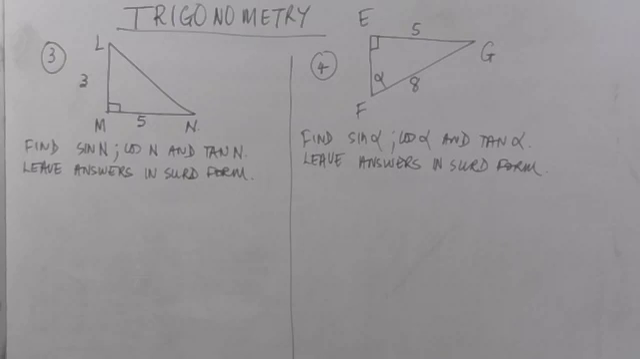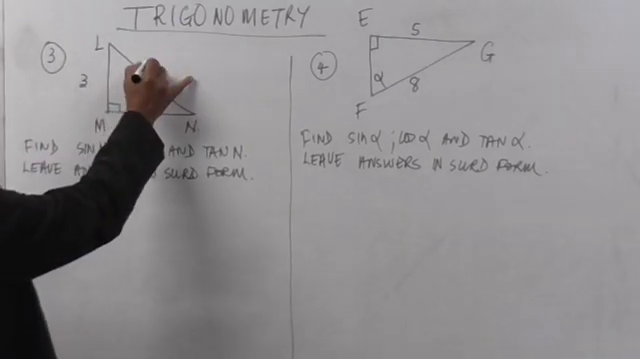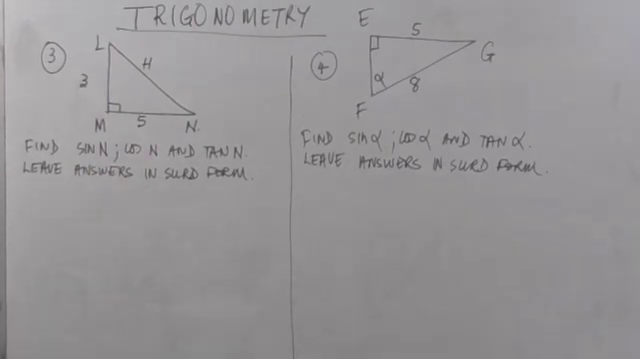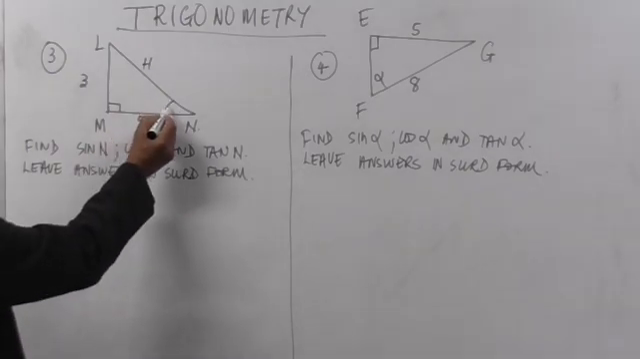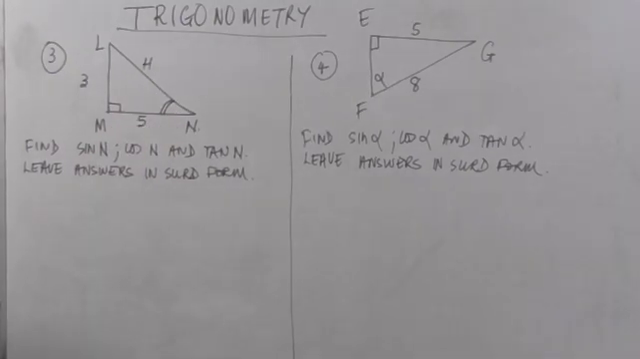Okay, welcome back. Now, when you look at this question here, number 3, you can see they gave you only two sides. This side is missing, the hypotenuse is missing. So, you will have to calculate the hypotenuse, firstly. Then secondly, they want you to look at angle N. So, we are looking from this angle here. We are looking from this angle.